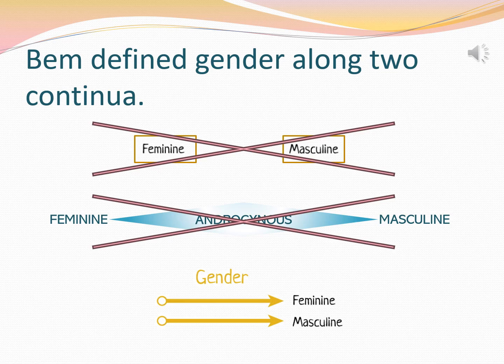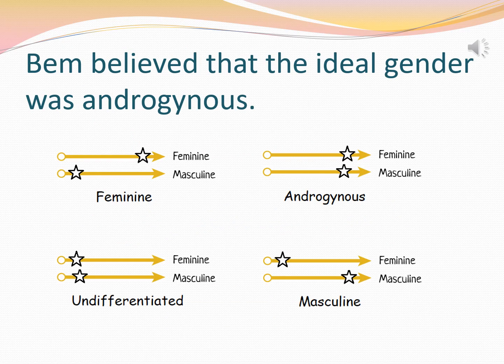Are you feminine? A little bit? A lot? Somewhere in the middle? What about masculine? A little? A lot? Bem named 4 specific combinations, which you can see on the next slide. A person who is high on femininity but low on masculinity will be feminine. And conversely, someone who's high on masculinity but low on femininity is masculine. But someone who's high on both is androgynous.